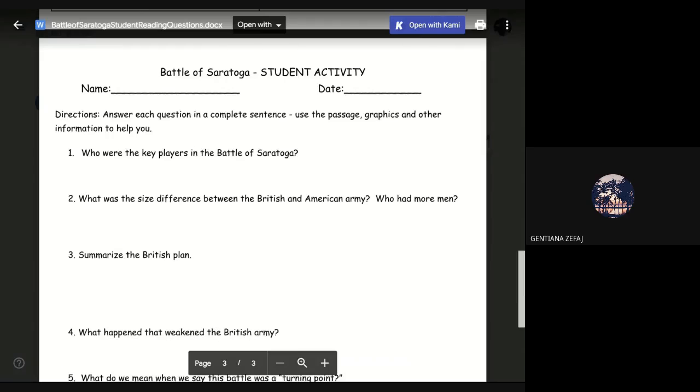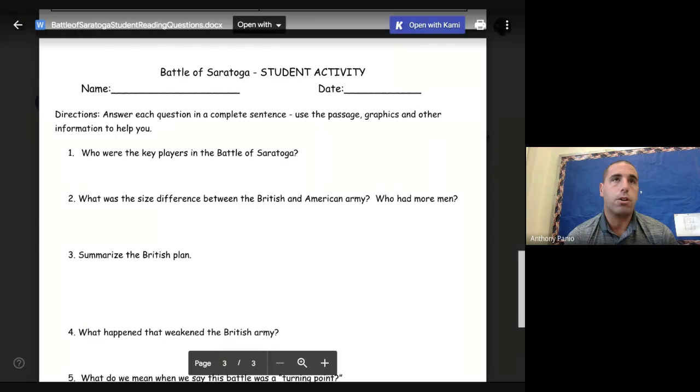Is question 6 like asking when they won, what happened after that helped them win? Correct. So after they win the Battle of Saratoga, now what's going to happen that's going to help the Americans in the overall Revolutionary War?